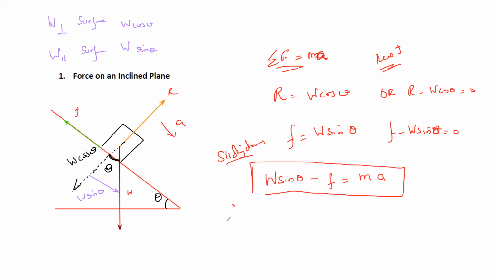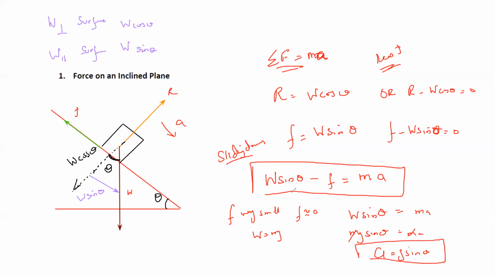And if we consider friction is very small, we can neglect this friction, approximately 0. So we can say W sine theta is equal to ma, and W is equal to mg, weight is equal to mass into gravity. So mass into gravity, sine theta is equal to ma, m will cancel with m. So a is equal to g sine theta. That will be the formula of acceleration on an inclined surface when we consider friction is negligible.